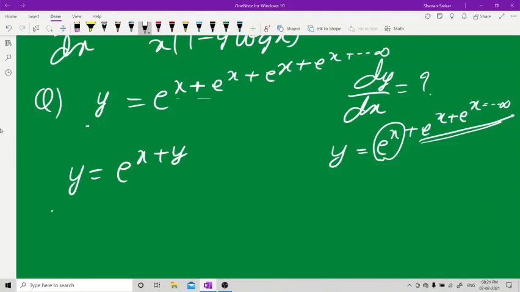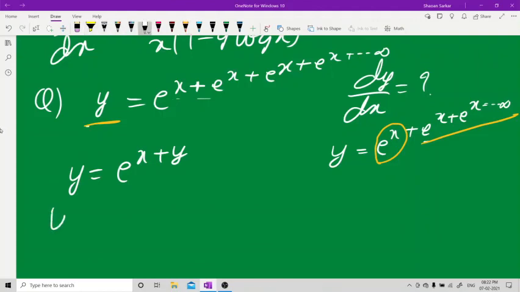Take log on both sides. See this point: if you hide this one, the remaining will look exactly like this. Compare it and see that it goes up to infinity. Therefore y is e to the power of x plus y.